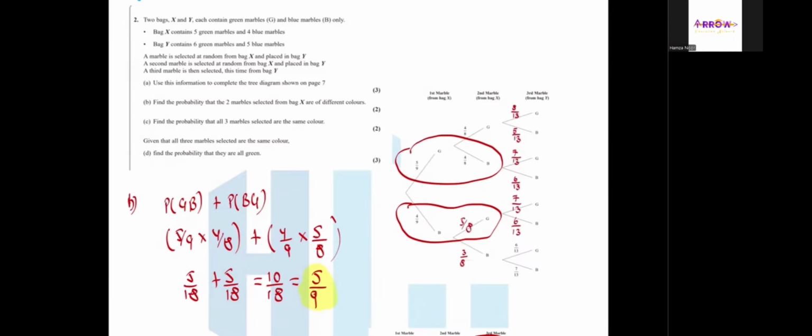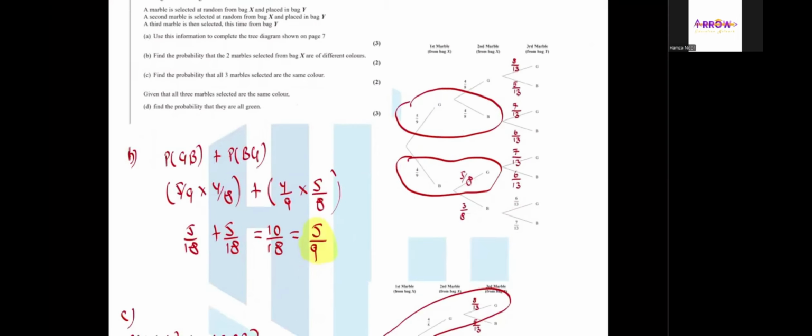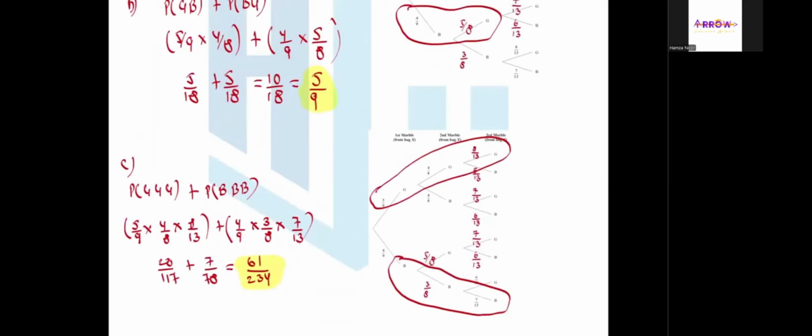So your answer to part B is 5 over 9. Now let's move on to part C. The requirement of part C is to find the probability that all three marbles selected are the same color. Same color means all three marbles are the same color.